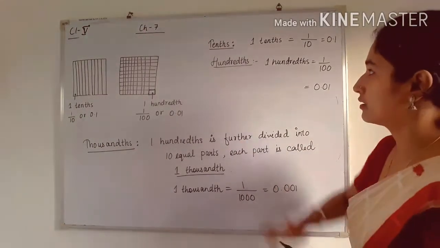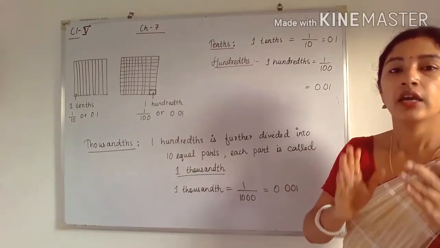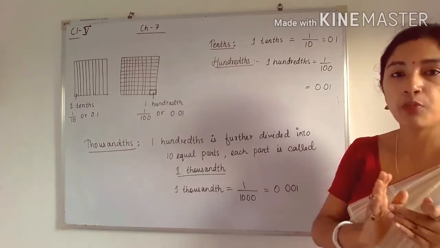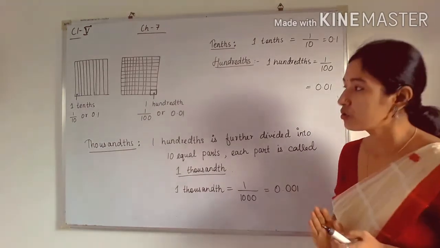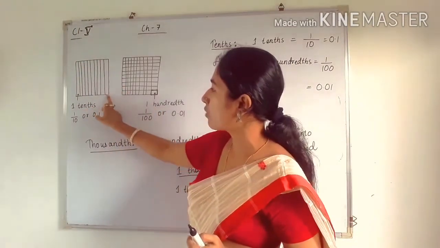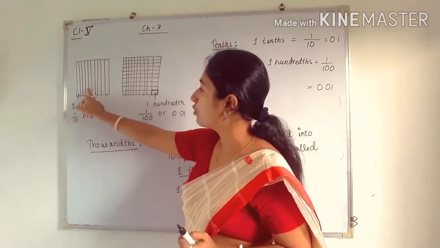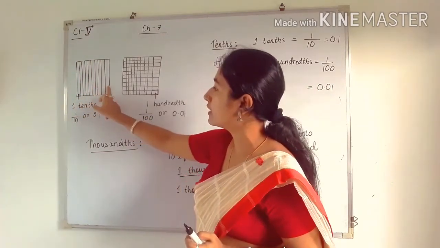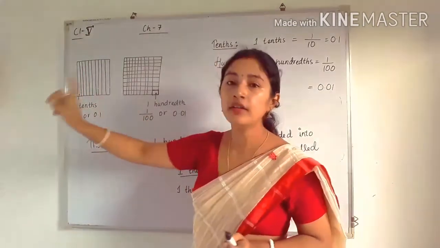See, tens. Already I told you that if we divide one whole into 10 equal parts, then each part is called tens. So see here, this is one whole. Suppose this is a square and I have divided it into 10 equal parts. 1, 2, 3, 4, 5, 6, 7, 8, 9, 10. Here each part is called 1/10.